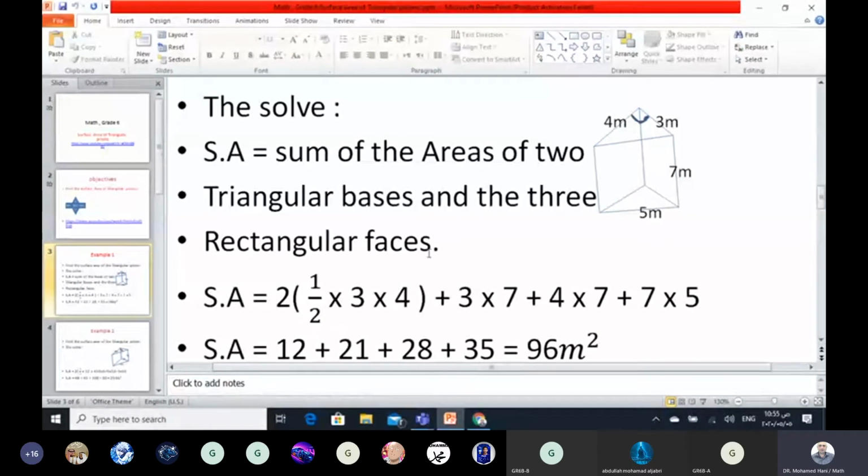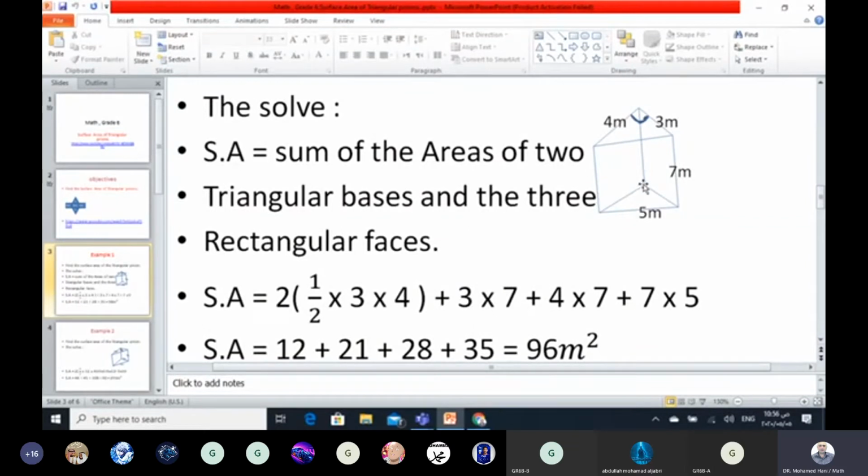So multiply by 2. Plus, we have the first rectangle here. As you know, the rule to solve the area of a rectangle is length times width. The length here will be 7 and the width here will be 3. So I can write 7 times 3. Plus the second rectangle.